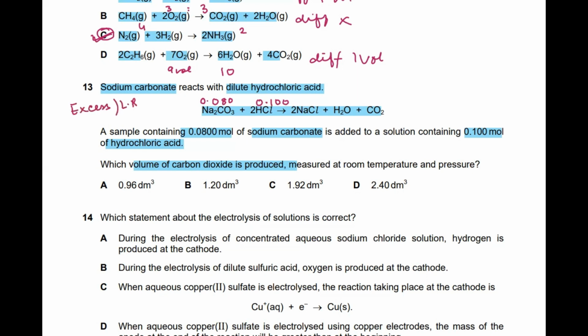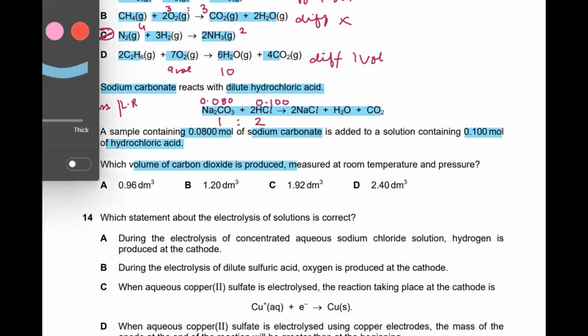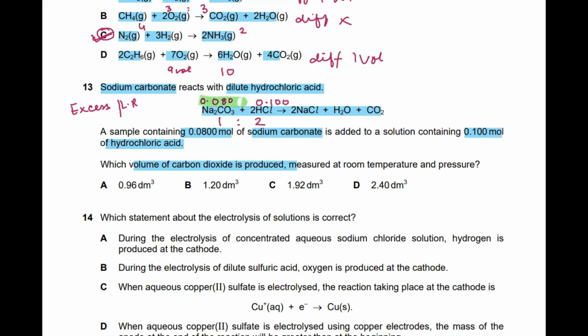So we need to find out which is the limiting reagent so that we can proceed with its moles to find out the product. Now look at the ratio here. They are reacting in the ratio of 1:2. So definitely if you take 0.080, you'll be needing twice the number of moles, 0.16 something, which is not here. But if you take 0.10, then you will be needing 0.05 here.